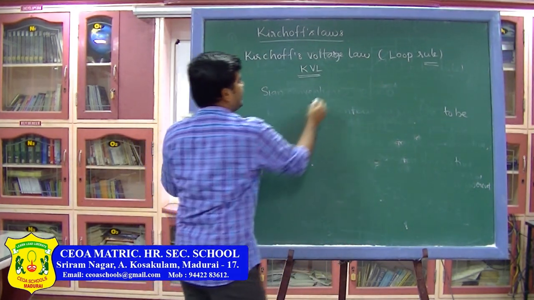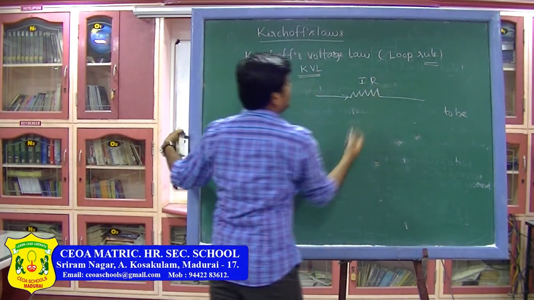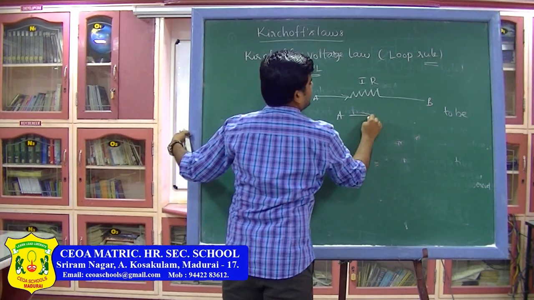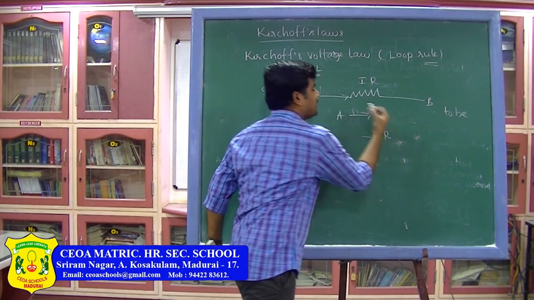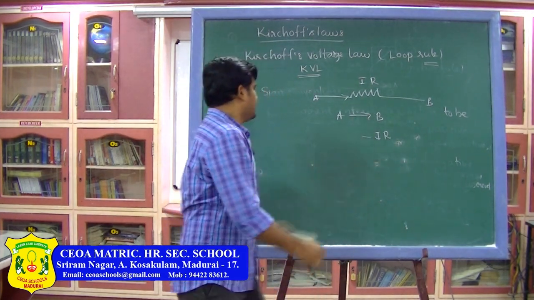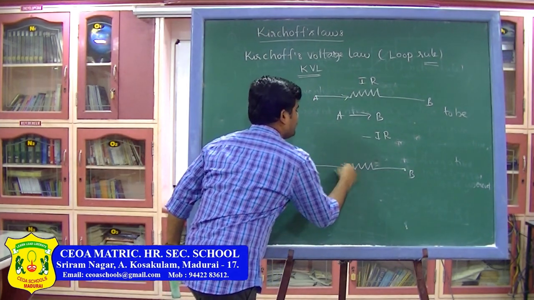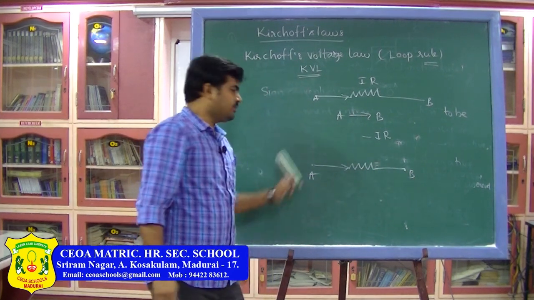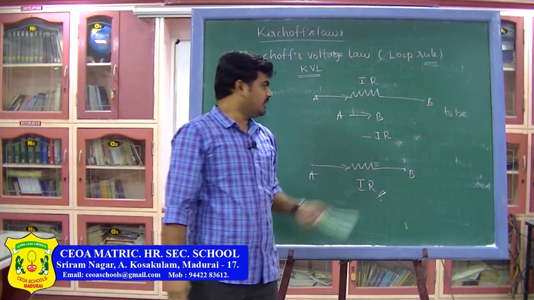If one moves in the direction of current like this, say from A to B, the potential drop is minus IR, which I have to take in the equation of Kirchhoff's voltage law. Next, for the same resistor, if I am moving from B to A while the current is moving from A to B, I am moving in the opposite direction, so this value must be taken as positive. These are the two sign conventions for potential difference.